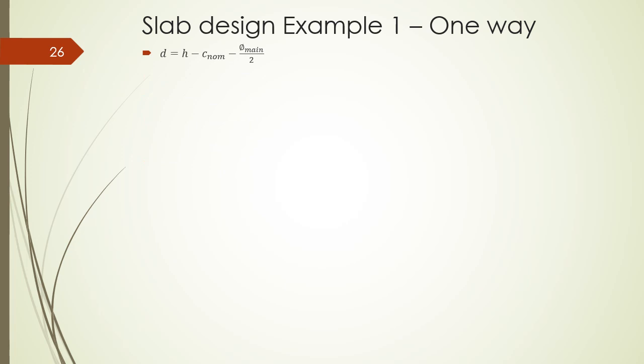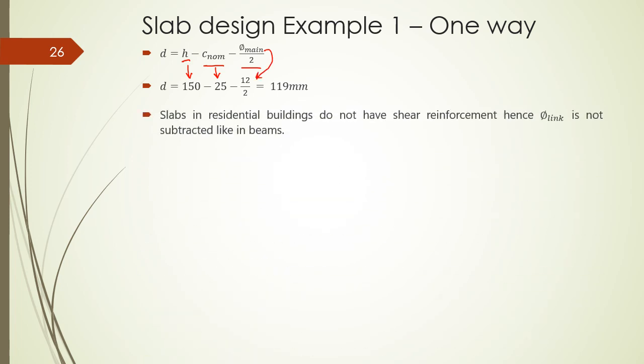You will then need to calculate the effective depth, which will be given by the overall depth minus the cover minus half the main bar diameter. h will be 150, the cover will be 25, and we'll assume the main bar diameter as 12. This will give us 119. Unlike in beams, slabs in residential buildings do not have shear reinforcement. Hence, we do not have to reduce d by the effective diameter of the links.